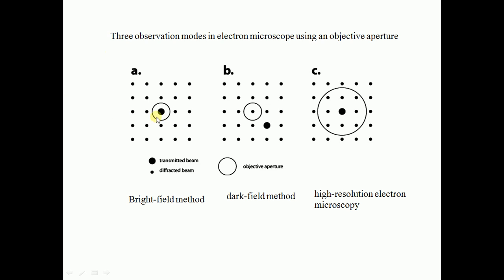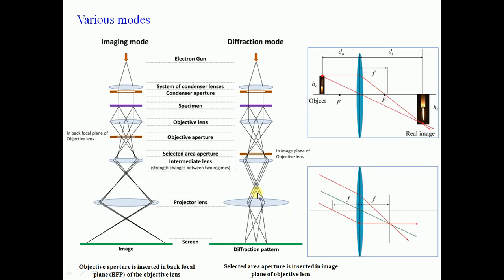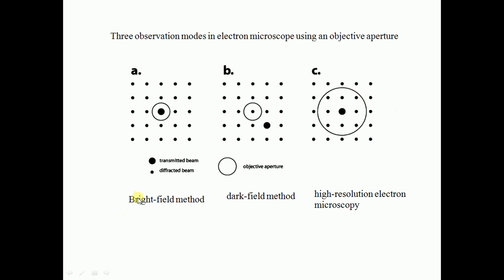If you select the transmitted beam in the objective aperture, then we get the bright field image, or it is a bright field method. Now, if you keep your objective aperture such that only diffracted beams are allowed, then it is a dark field method. So this is the dark field method, and this is the bright field method. Now, if both are simultaneously focused, then it is called HRTEM. I am going to take your time on this high resolution transmission electron microscopy in the later part of my lecture.